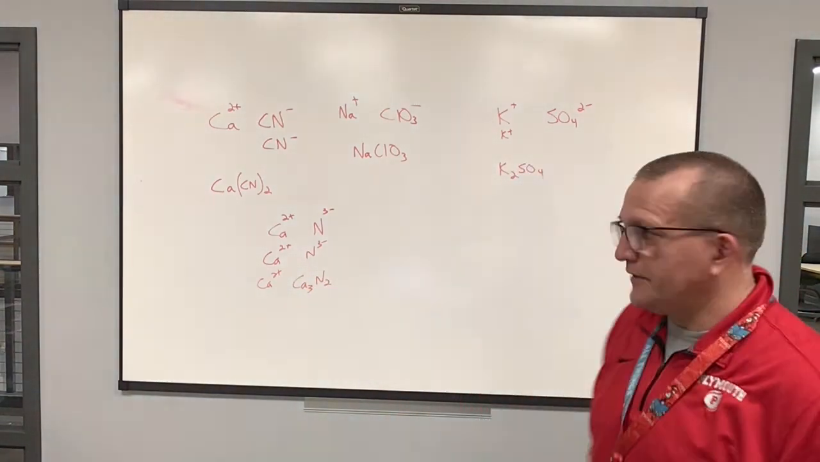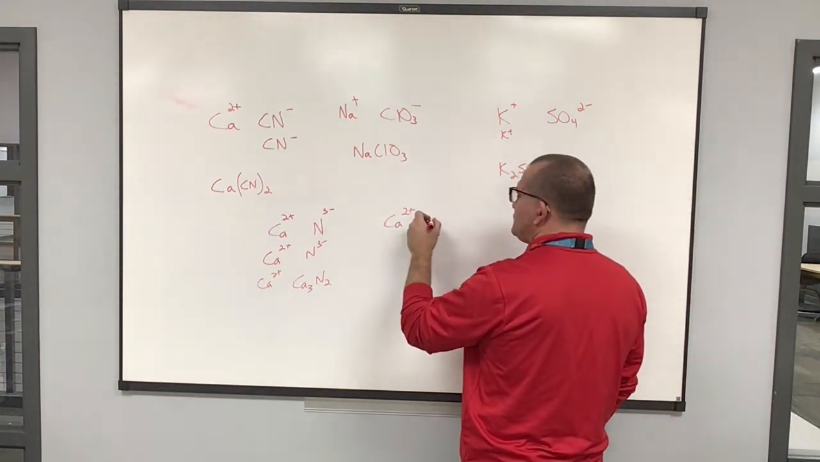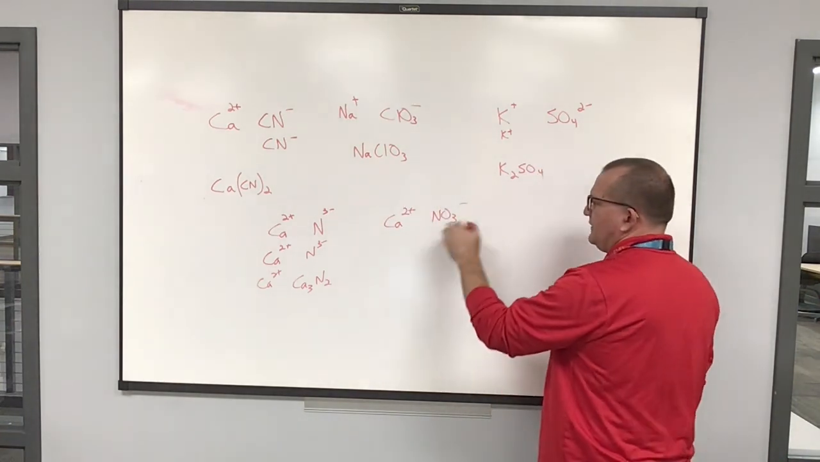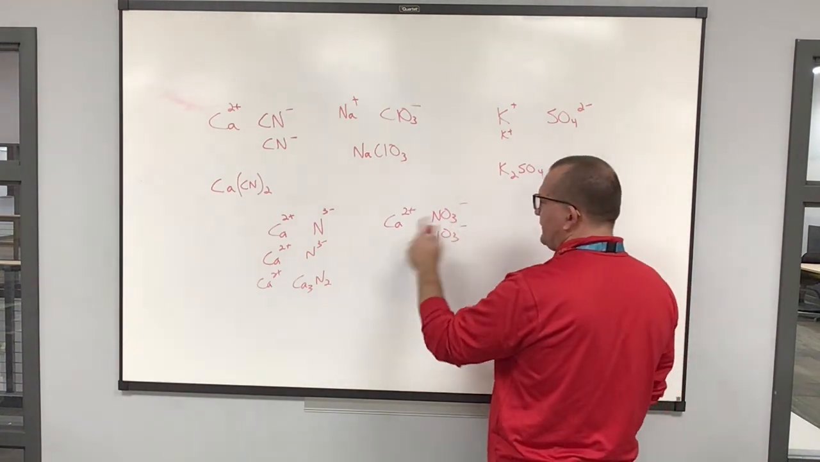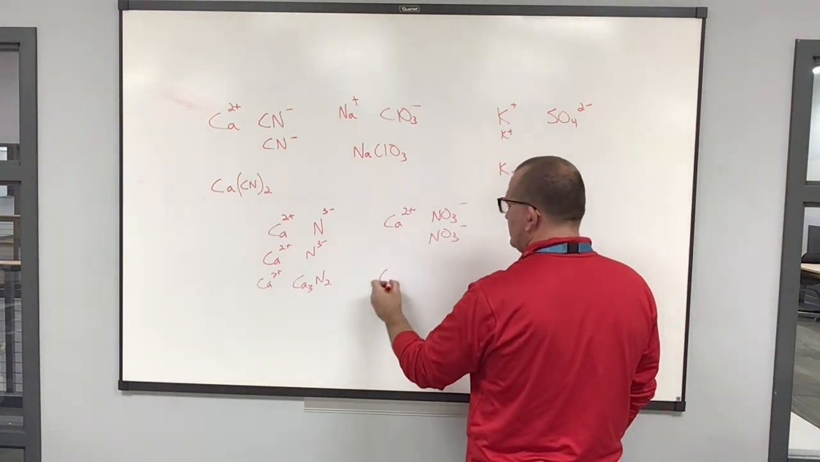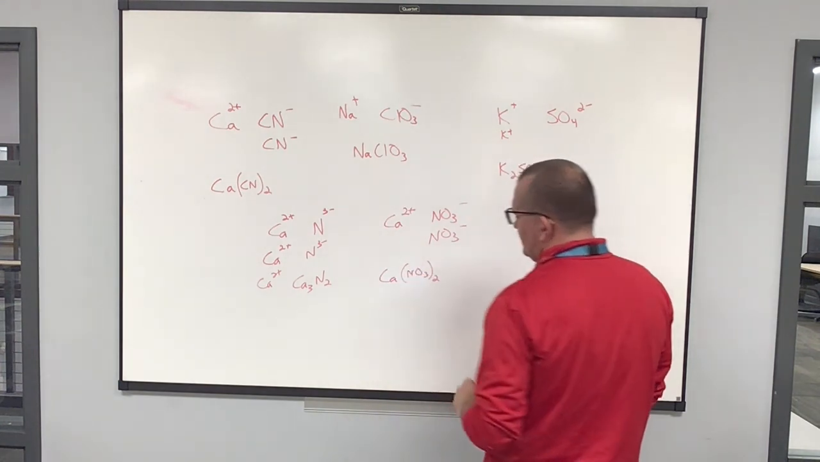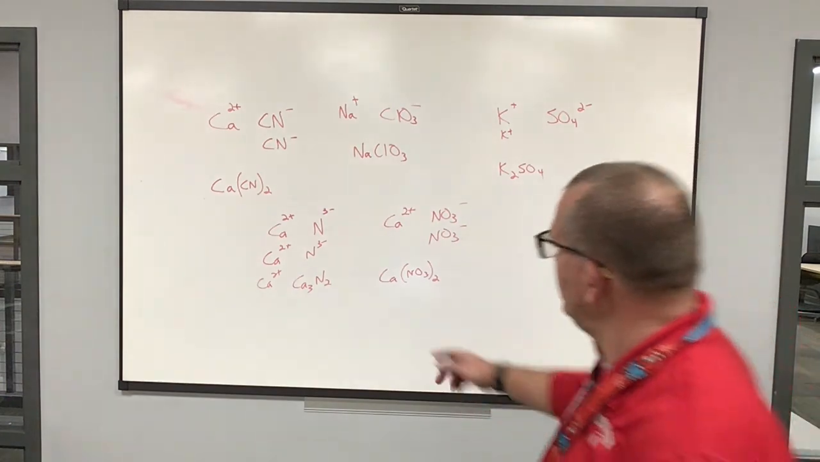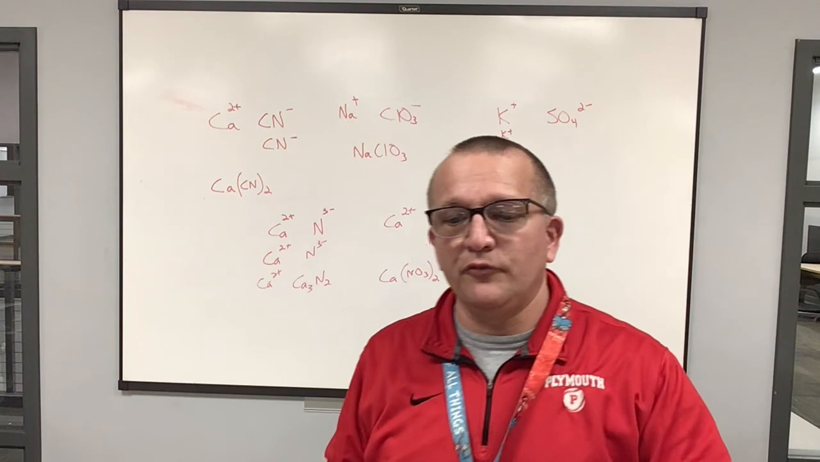And then calcium nitrate. Calcium, again, Ca, 2 positive. Nitrate is NO3, -1. I need more negative charge. Two negatives, and two positives. Everything's balanced. 1 and then 2. Ca(NO3)2 for calcium nitrate. So calcium nitride, calcium nitrate. Keep track of your names so you can write the formulas correctly.